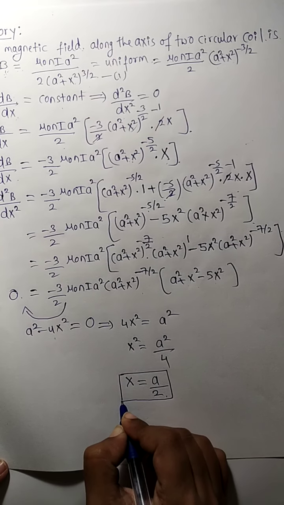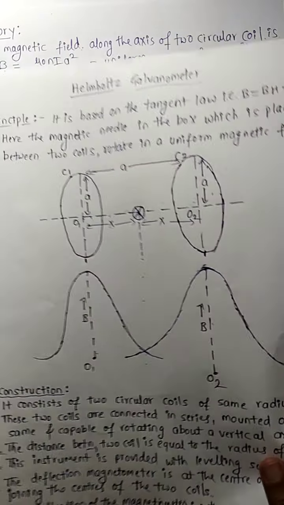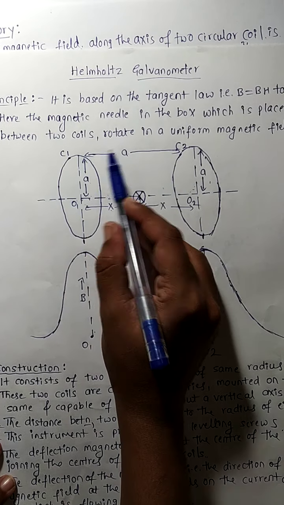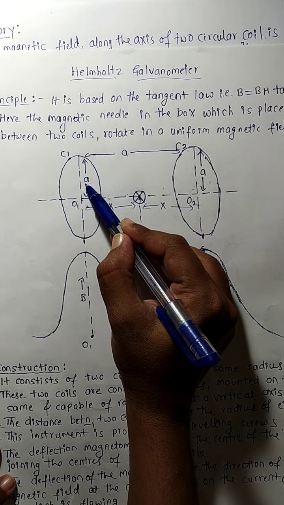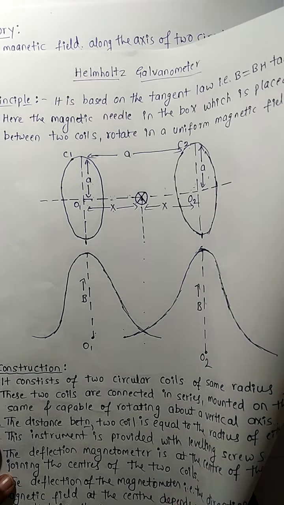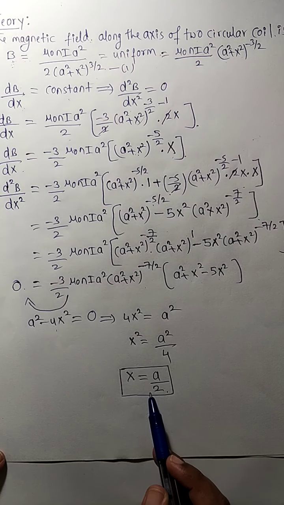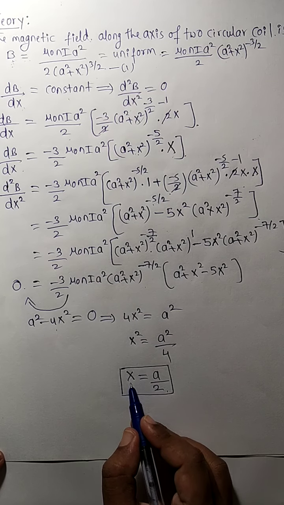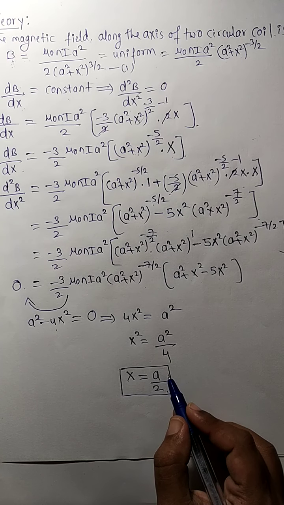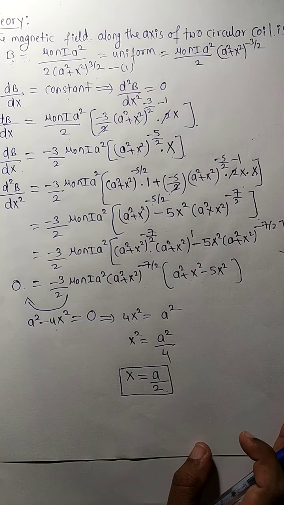So this is our solution. That is, as I told earlier, the needle should be at half of the distance between these two. What is this distance? A, which is equal to the radius, isn't it? So it should be what? Half of the distance, isn't it? So that's why we got by proving also, that is x is equal to a divided by 2. That means the needle position should be exactly at the half of the distance between these two coils. So this is the first thing we got in the theory, isn't it?